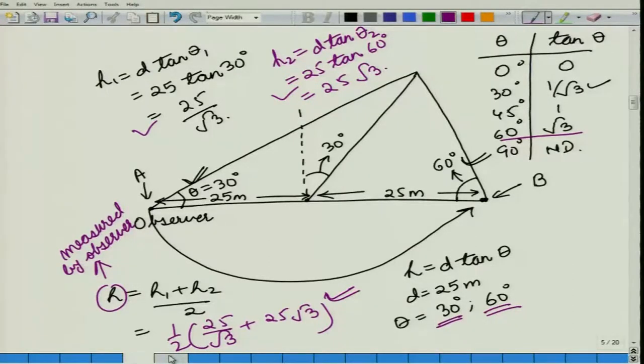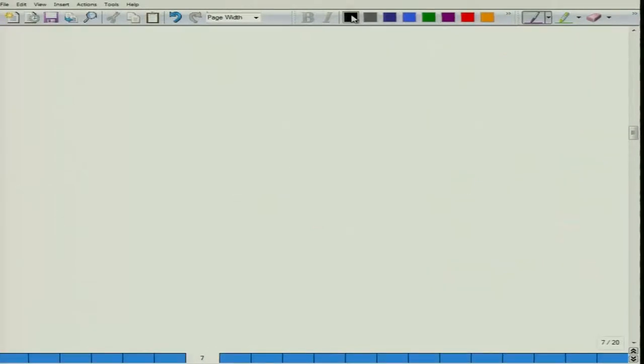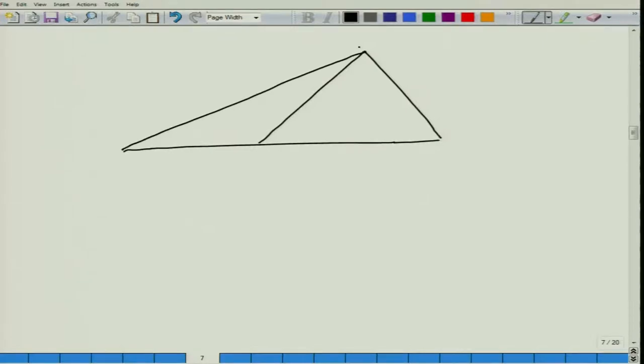Now this happened to be an easy question because we had both these angles to be 60 degrees. But what if these angles were not 60 degrees? How would you figure out the height of the tree? So now let us draw another diagram. A, B, C, D. This angle is 30 degrees. This angle is 60 degrees. This angle is 30 degrees. So this angle is 60 degrees.